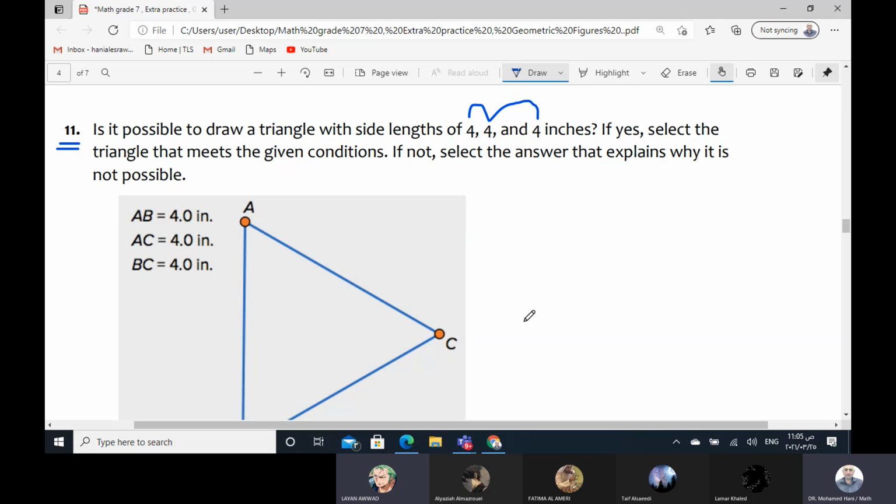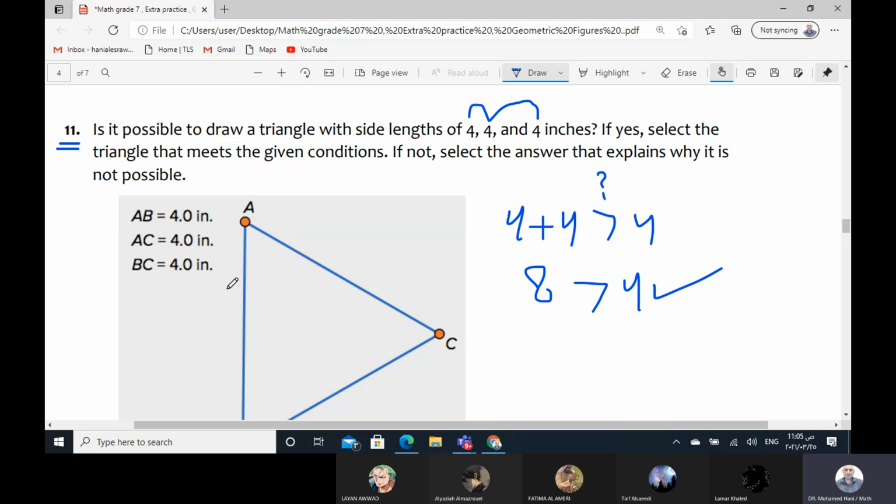Mister, I can't remember very well, but last time you said we're going to do 4 plus 4, and if it's equal to or greater than something, it will be correct. Great. Take two sides from the 3, 4 plus 4. Is 4 plus 4 greater than the third side? If yes, we can create the triangle. So 4 plus 4 will be 8. Yes, 8 is greater than 4. So we can create the triangle here.